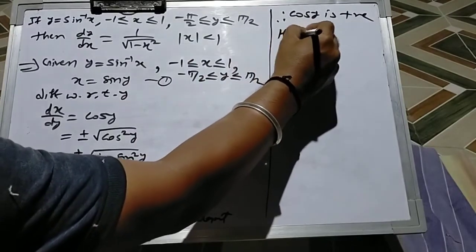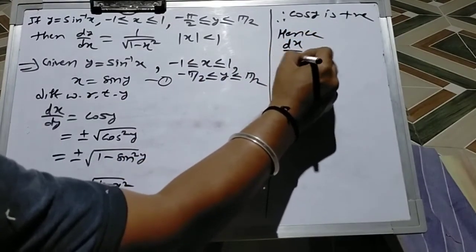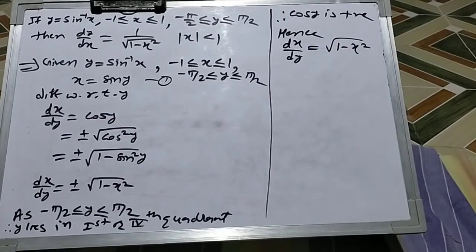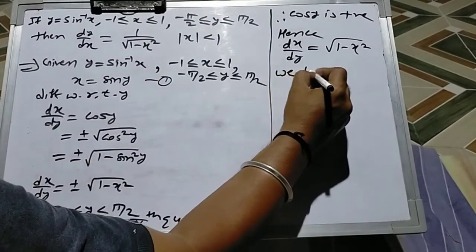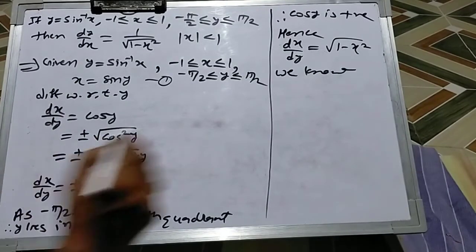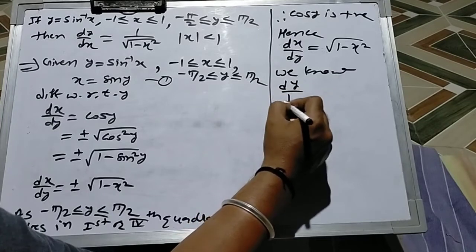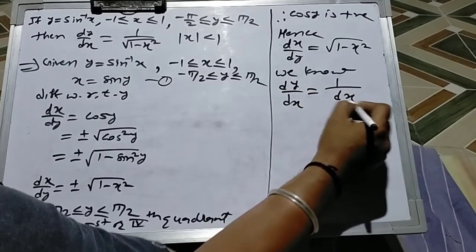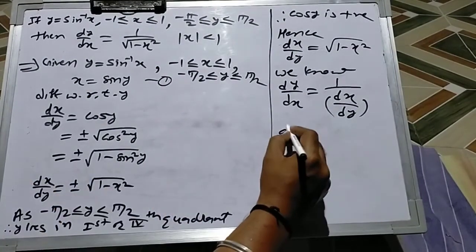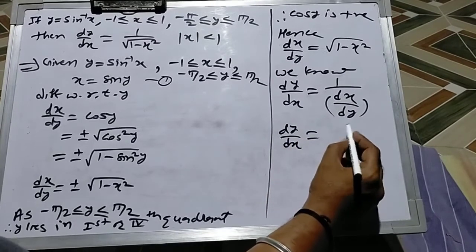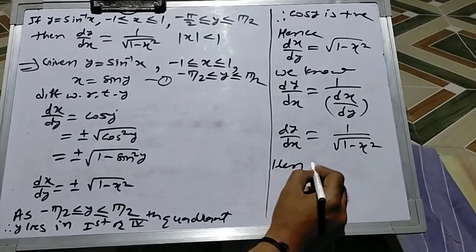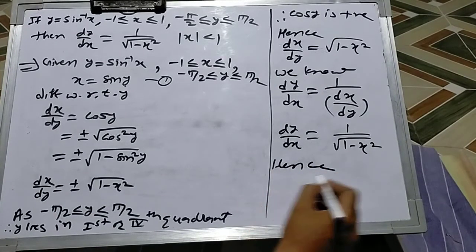So hence dx by dy is equal to root of 1 minus x square. We know by the theorem of derivative of inverse trigonometric function, dy by dx is equal to 1 divided by dx by dy. Now put the value of dx by dy. So dy by dx is equal to 1 divided by root of 1 minus x square, and hence the result.